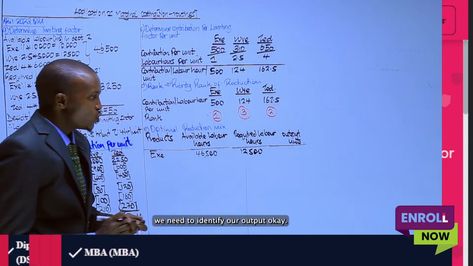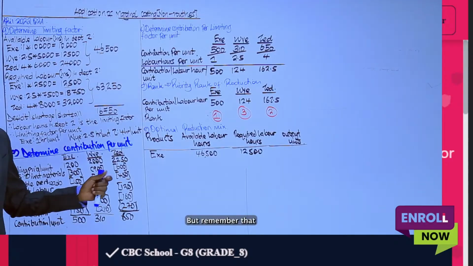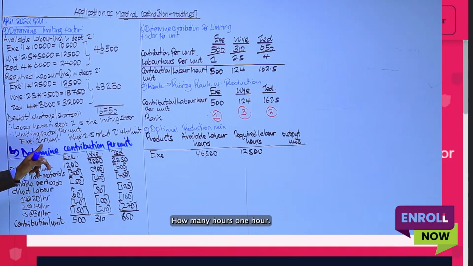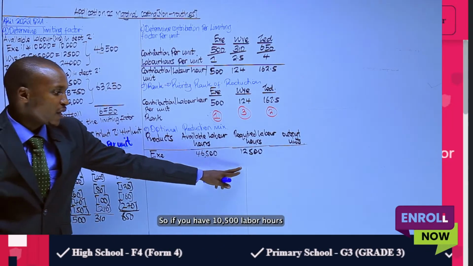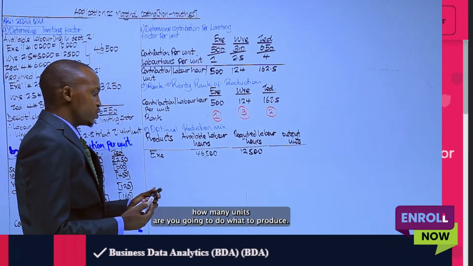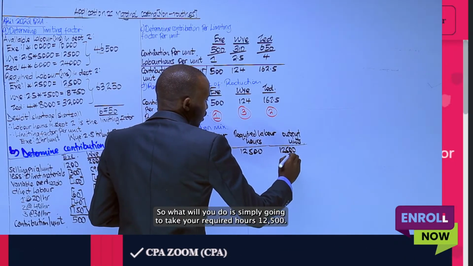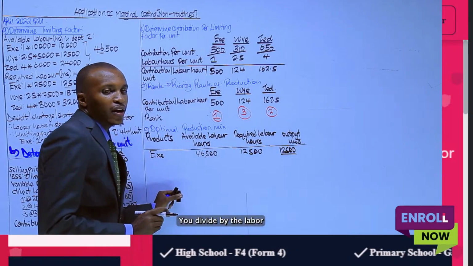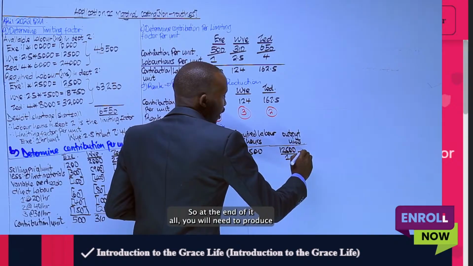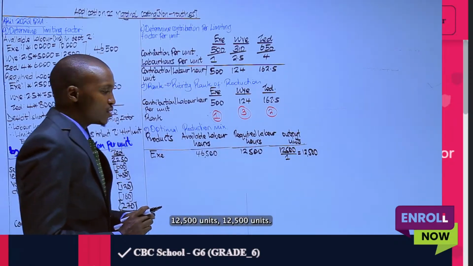And then now we need to identify our output. Remember that for you to produce a single unit of X, you are using how many hours? 1 hour. So if you have 12,500 labor hours, how many units are you going to produce? You simply take your required hours, 12,500, and divide by the labor hours per unit, which in this case was 1 hour. So you will need to produce 12,500 units.